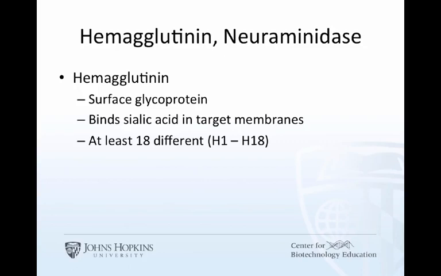Hemagglutinin is a surface glycoprotein. So what does that mean? A glycoprotein is a protein with sugar molecules attached. Surface means it's found on the outside of the virus itself. It's used to bind sialic acids in cell membranes that the virus will infect. Now, there are 18 known types that we can number from H1 to H18.